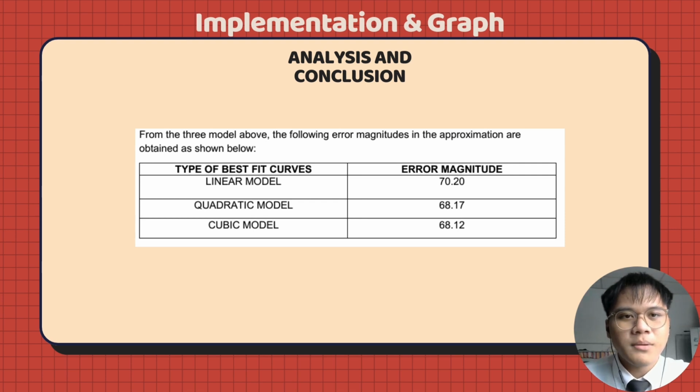From the three models above that we have calculated, we collected all of the error magnitudes into this one table. From here, we can conclude that the cubic model has the best approximation of the relationship between hours of study and the performance index, which is shown by the cubic model having the lowest value of error magnitude that we computed.